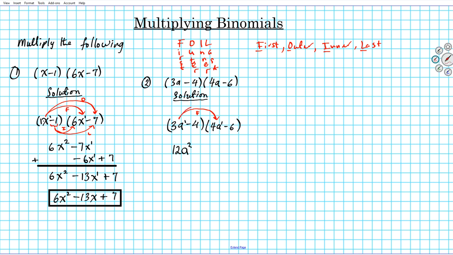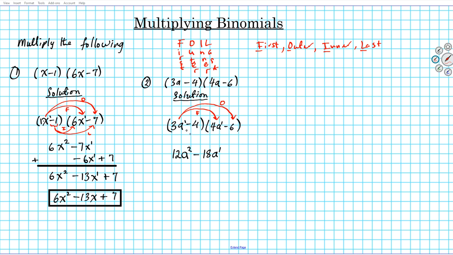Take the first term of the first factor and multiply it by the second term of the second factor. That's your outer. Multiply the coefficients. 3 times, don't forget the sign now, negative 6. 3 times negative 6 is negative 18. And then you bring down the variable, a to the first power, since the negative 6 doesn't have any variable. That's first, outer.